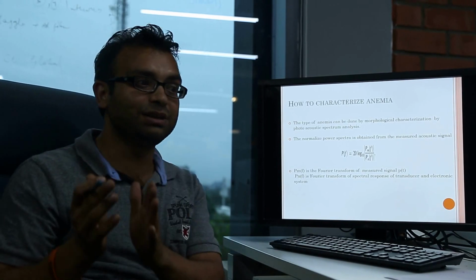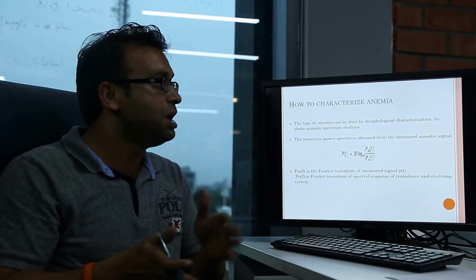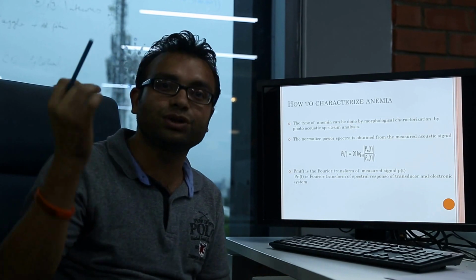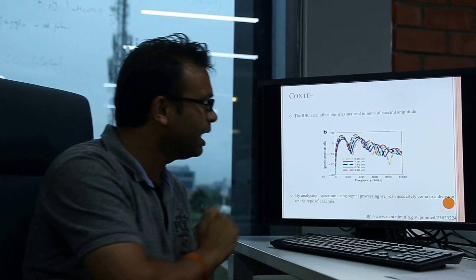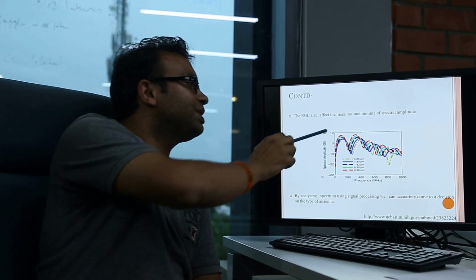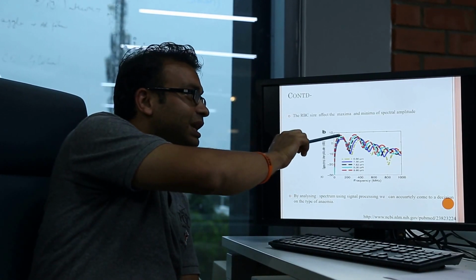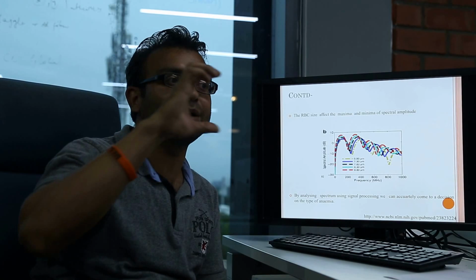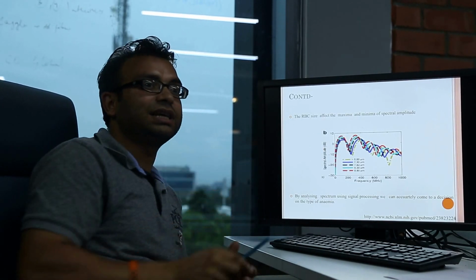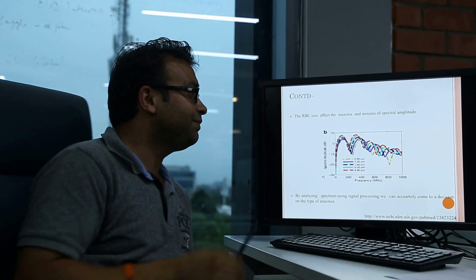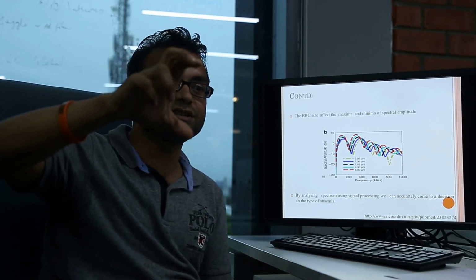But how to characterize anemia, whether it is megaloblastic or microcytic, because the size of RBCs also matters. So we can do this by photoacoustic spectrum analysis. Here in this graph we can say that the peak of the spectrum analysis indicates the size of the RBC. The higher the peak, the bigger the RBC size. The lower the peak, the smaller the RBC size.